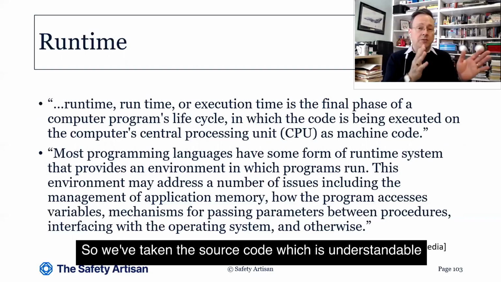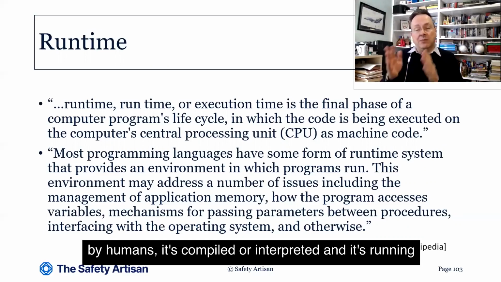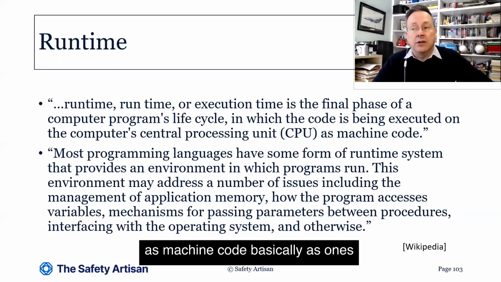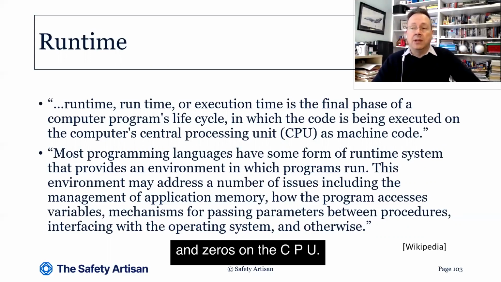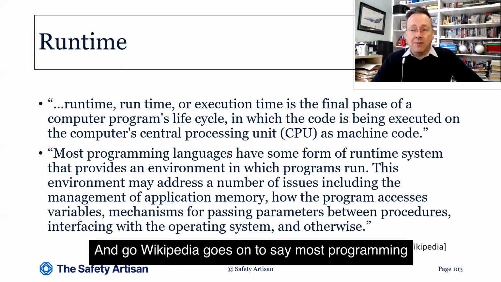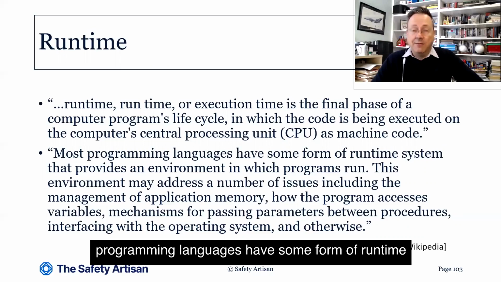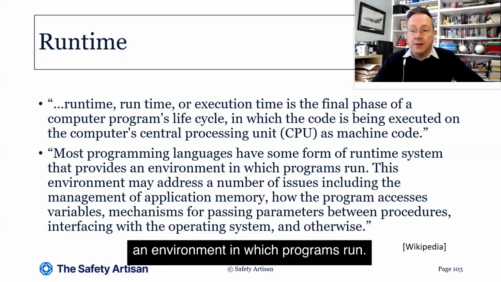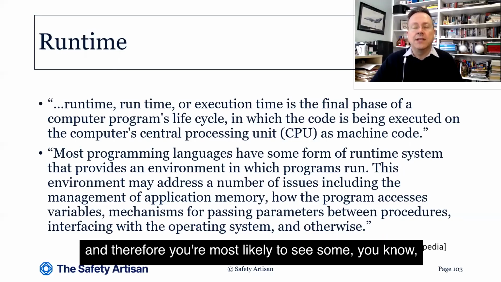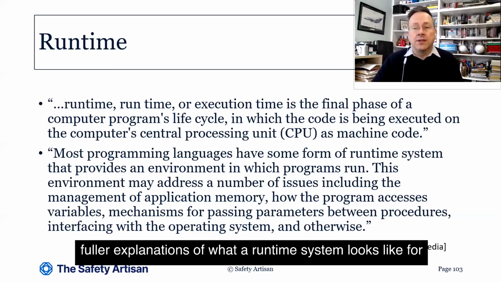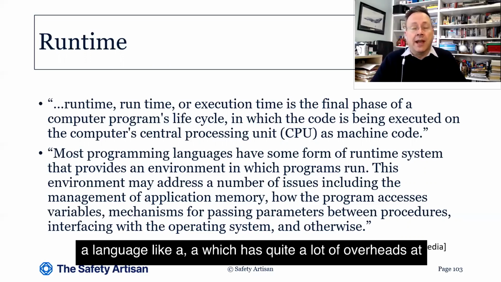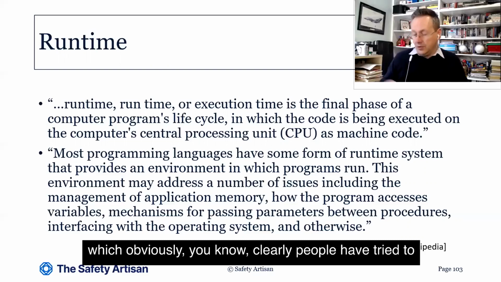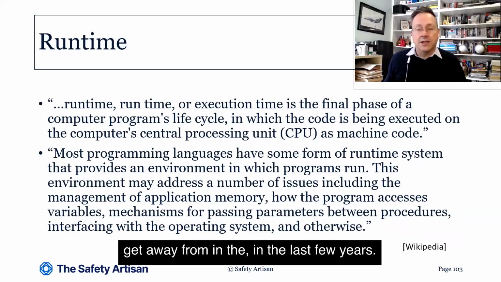So we've taken the source code, which is understandable by humans. It's compiled or interpreted, and it's running as machine code, basically as ones and zeros on the CPU. And Wikipedia goes on to say most programming languages have some form of runtime system that gives them an environment in which programs run, and therefore you're most likely to see some fuller explanations of what a runtime system looks like for a language like Ada, which has quite a lot of overheads at runtime because of that, which clearly people have tried to get away from in the last few years.